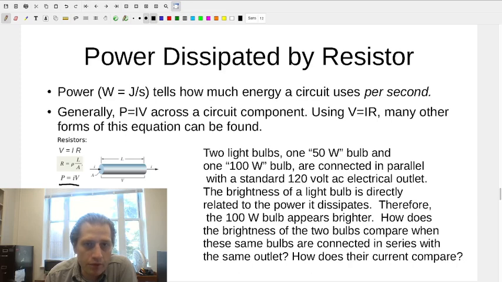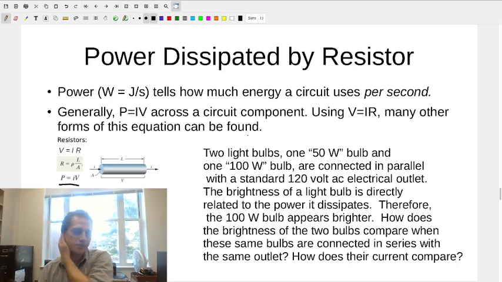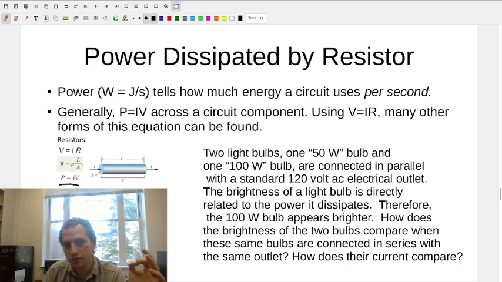And P equals IV can be used across a circuit component, and there are different forms of that, as you saw on your quiz last Friday. So let's take a look at this question and try to think about how power is dissipated differently in series circuits and parallel circuits. It says two light bulbs, one 50-watt bulb and one 100-watt bulb, are connected in parallel with a standard 120-volt AC electrical outlet.